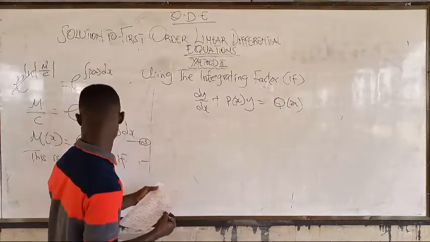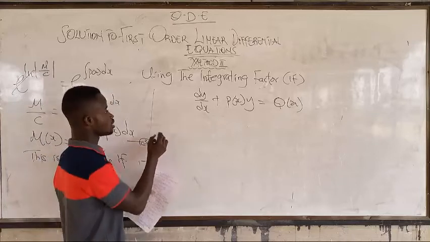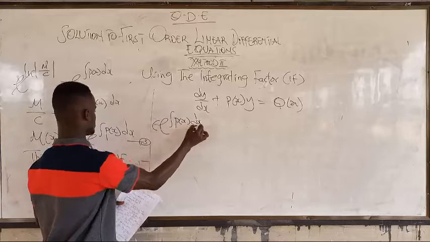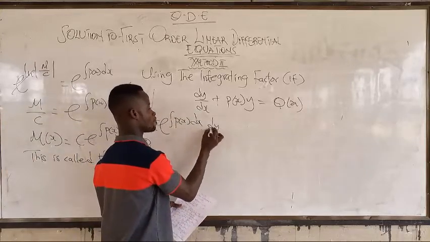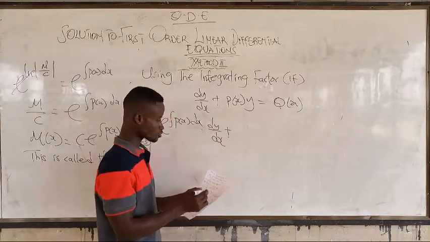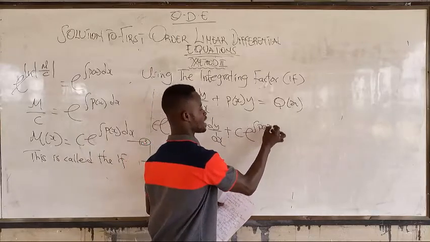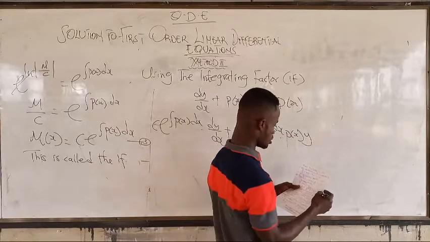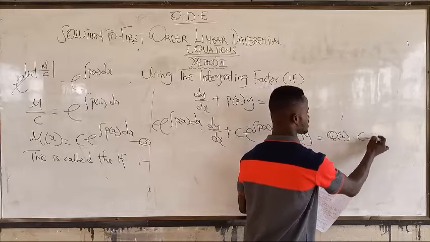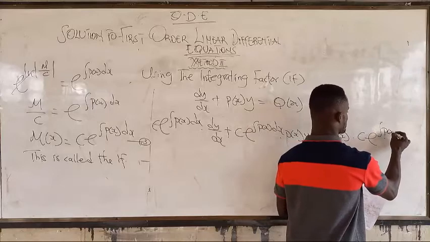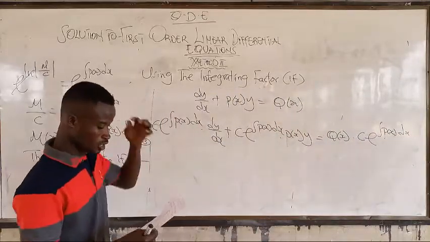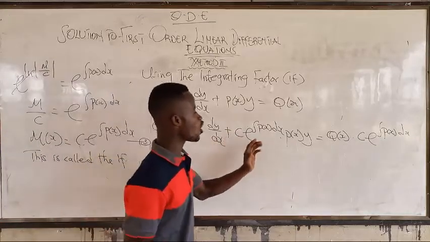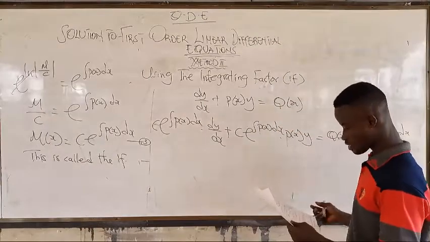And with that, we are going to get e raised to the power integral of p of s ds, to multiply dy ds, plus the same e raised to the power integral of p of s ds to multiply p of s y, alright, which is equal to p of s multiplying c e raised to the power integral of p of s ds. Very good. So that is what we have here. Now you can see clearly that we can get rid of all the c's.